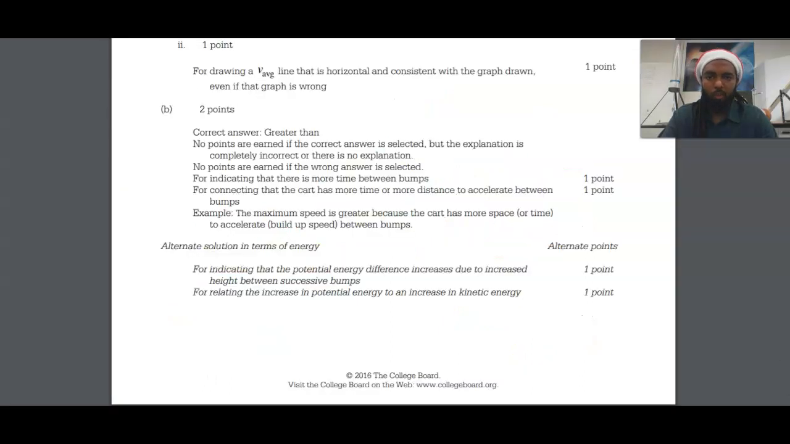Now, if we look at what the scoring guideline said, the answer is greater than, but you get no points, even if you have the correct answer, if your explanation is off or if you have no explanation. And you get no points for the wrong answer. So you can indicate either that there's more time or that there's more distance to accelerate. The maximum speed is greater because the car has more space or time to accelerate, build up speed between bumps. Or you could look at it in terms of energy, and energy is always a good fallback.